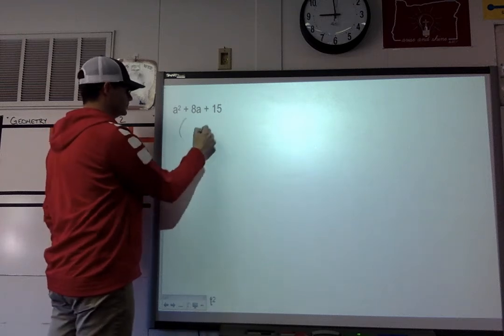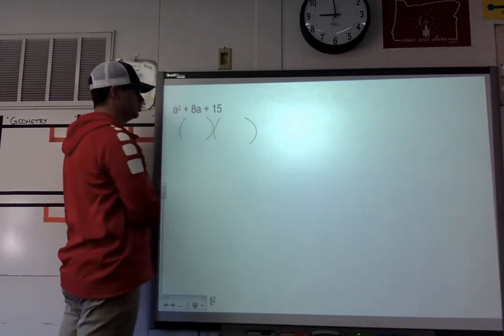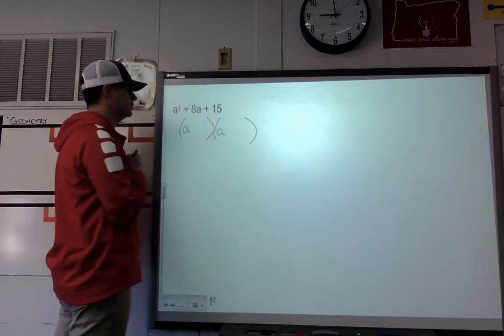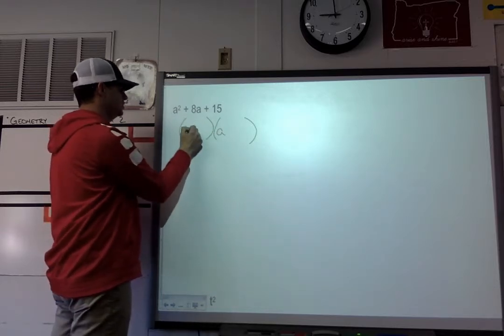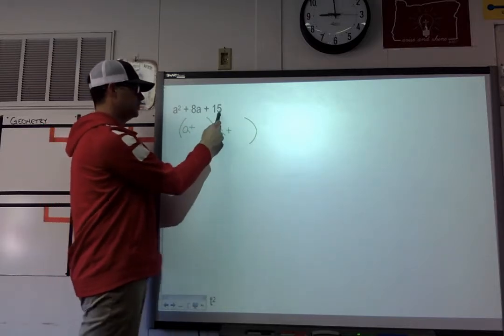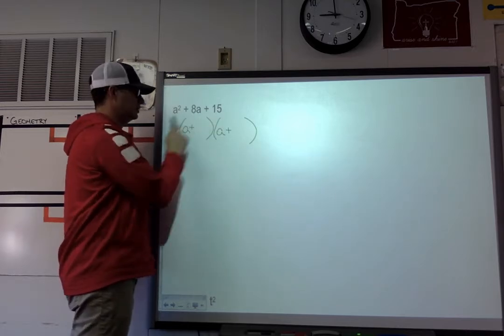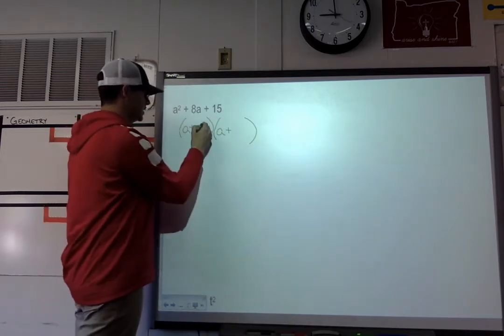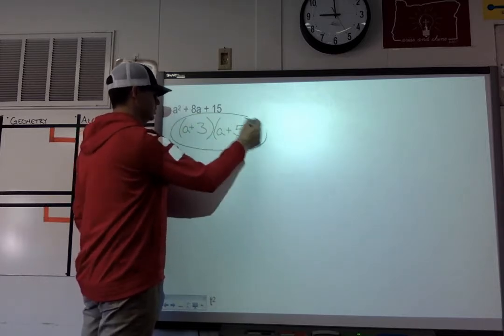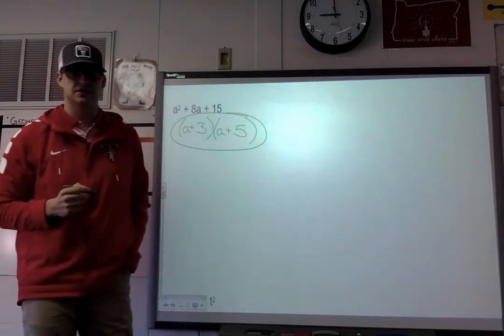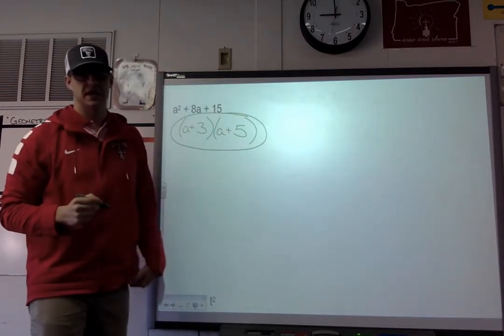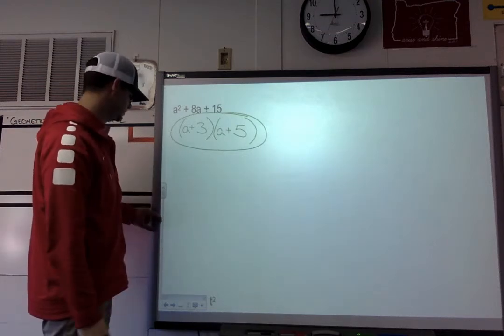So here, we know we're going to end up with two binomials. Since our variable is a, they're both going to start with a. These are both addition, so these will both be addition. Now we need to figure out two numbers that multiply to 15 and add to 8, which in this case would be 3 and 5, and that is our answer. That's our factored form right there. Again, you could go back and check this by foiling those together and making sure you got the right numbers.